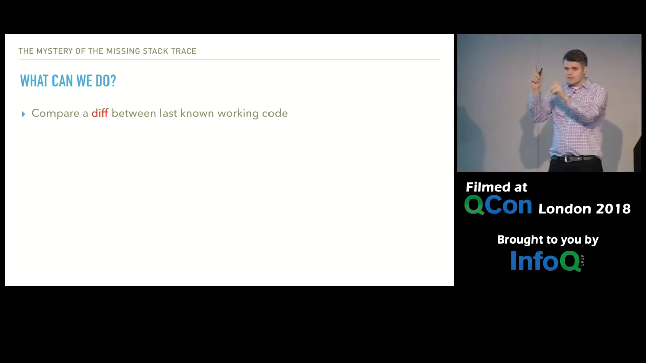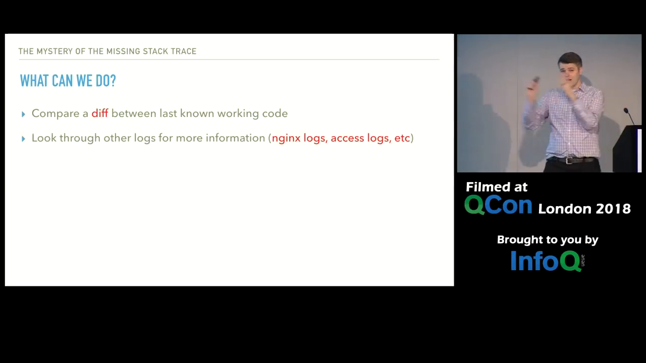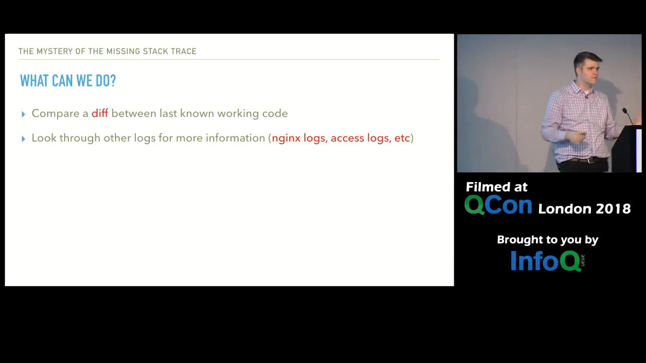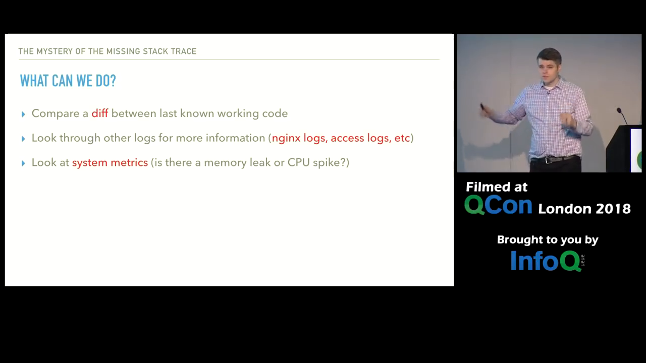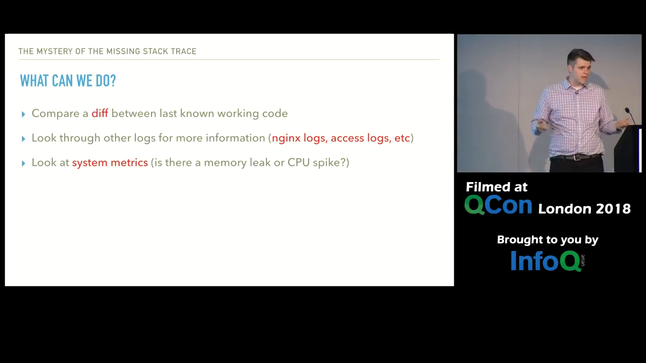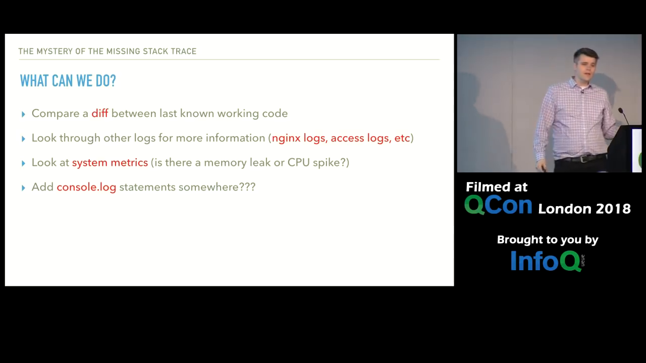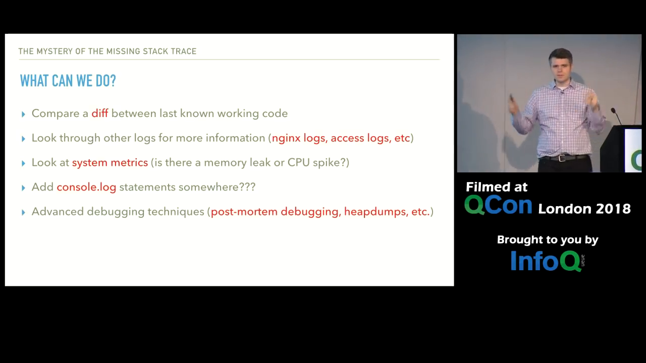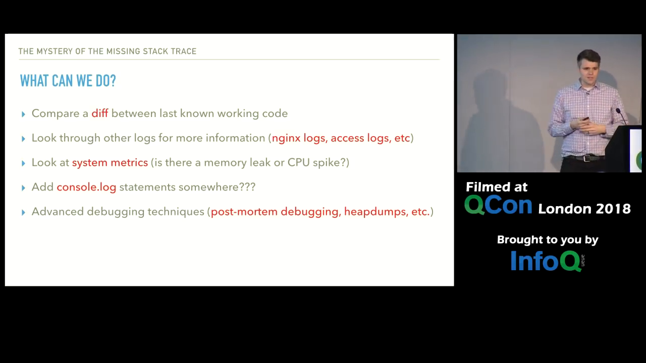So, we can look at a diff between the broken code and the working code. We can try to find other logs. Maybe there's nothing in the error log, but there may be some other log that has some secret information for us. System metrics might be helpful. If you see our CPU spiking or memory going crazy, that could be telling of a certain type of problem. Typical JavaScript answer, you can just console.log everything. And of course, there's fancy techniques: postmortem debugging, heap dumps, this kind of stuff. It's more advanced, less common, but pretty helpful.